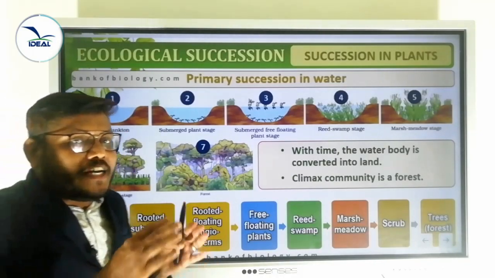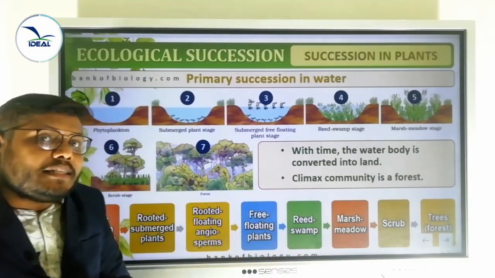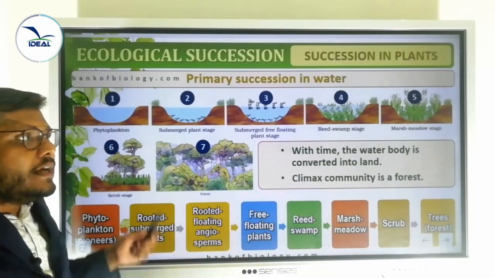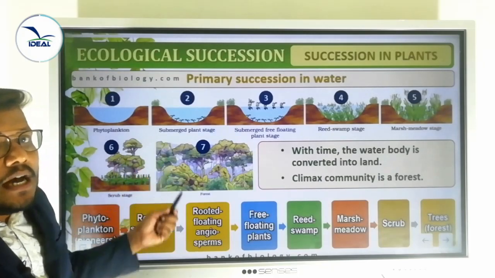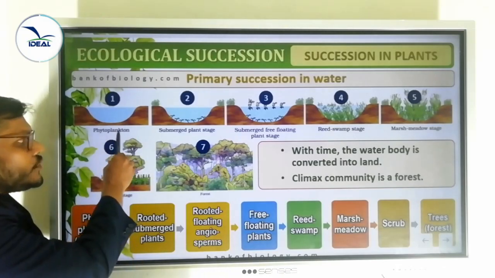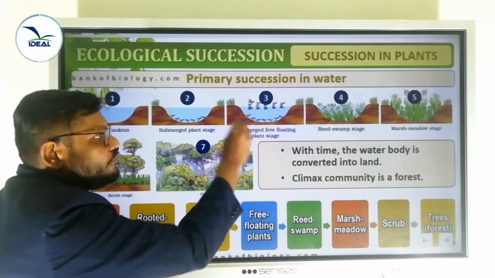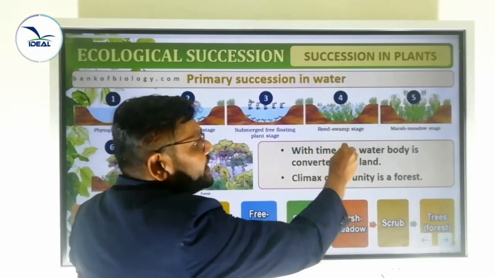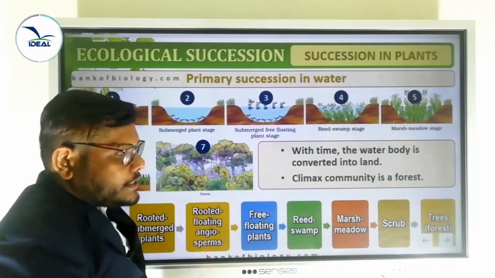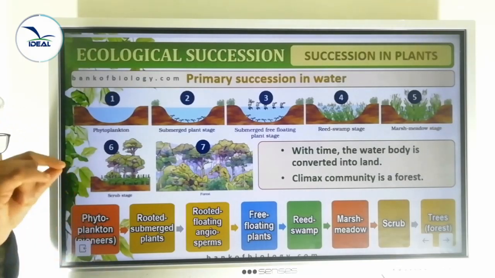Phytoplanktons are the pioneer species, the species that invade the water in hydrarch succession. There are different stages involved in the formation of hydrarch succession. First stage is the phytoplankton stage, followed by submerged plant, then submerged free floating plant, then reed swamp stage, marsh meadow stage, scrub stage, and forest.